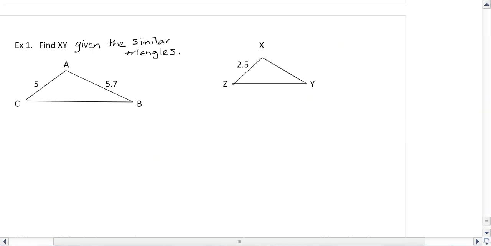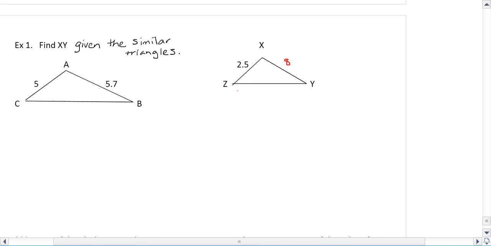Now we're going to use the fact that the corresponding sides are in proportion to one another so that we can find side XY, given that these two triangles are similar. I'll just call side XY, whatever letter you want. Why don't we call it Q? So we're going to find side Q here.